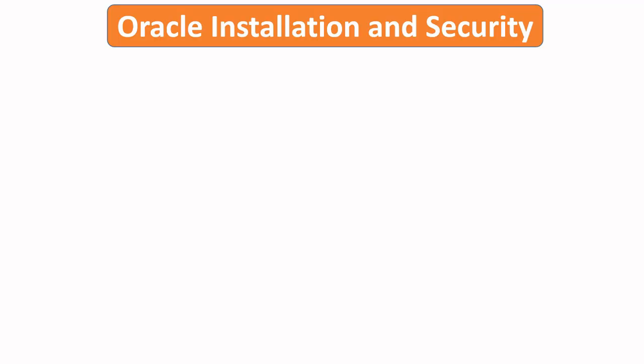Let's get started. Point number one, Oracle installation and security. Oracle publishes security patches every quarter. Run the following command to check the status of the current security patch installed on the database. Older versions are vulnerable to cyber attacks. Make sure no older version or community version is installed in production.